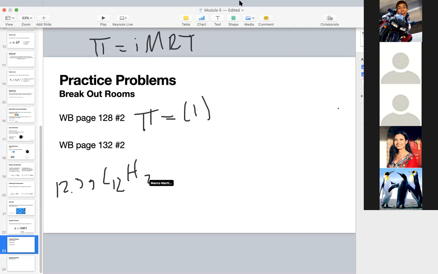C12H22... Wouldn't that be divided by the total molecular mass for sucrose? Okay, so I already calculated that. It is 342.176, so just 342 on the bottom. All right, 342 grams will give us a mole.